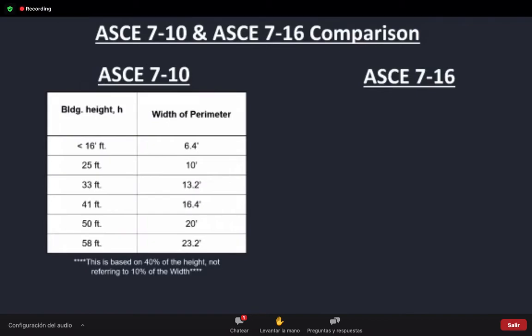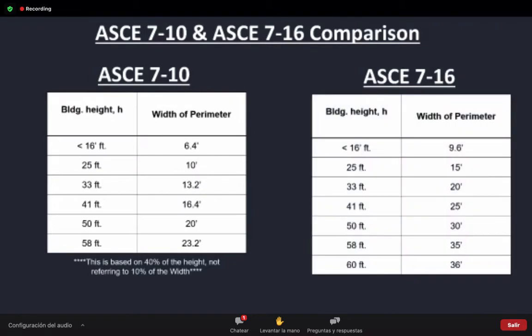So, for example, right here on our ASCE 7-10, and once again, if you guys read the bottom print on there, this is only based on the height of the building, not the width. Okay, so with 7-10, a building that's 41 feet high, our perimeter is 16 feet 4 inches, right? Now for ASCE 7-16, for that same building, 41 feet high, we're at 25 feet wide. Wide, I'm sorry, 25 feet wide.